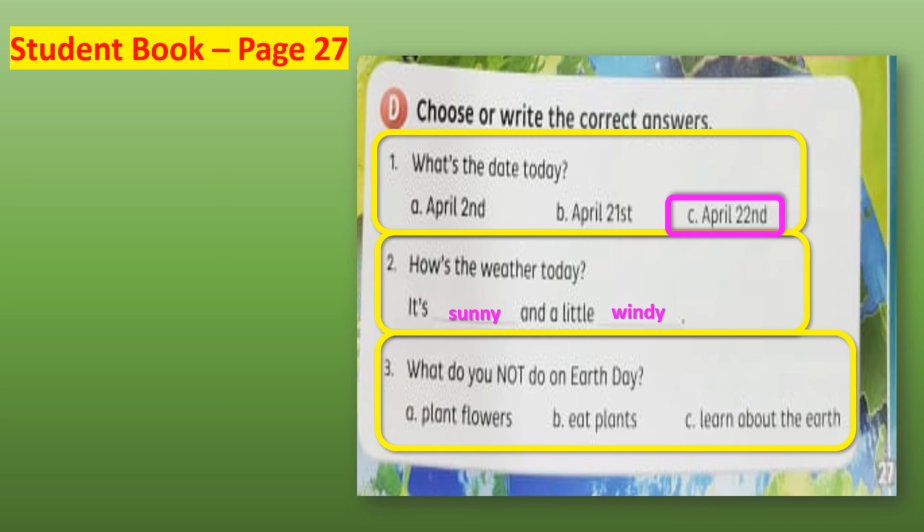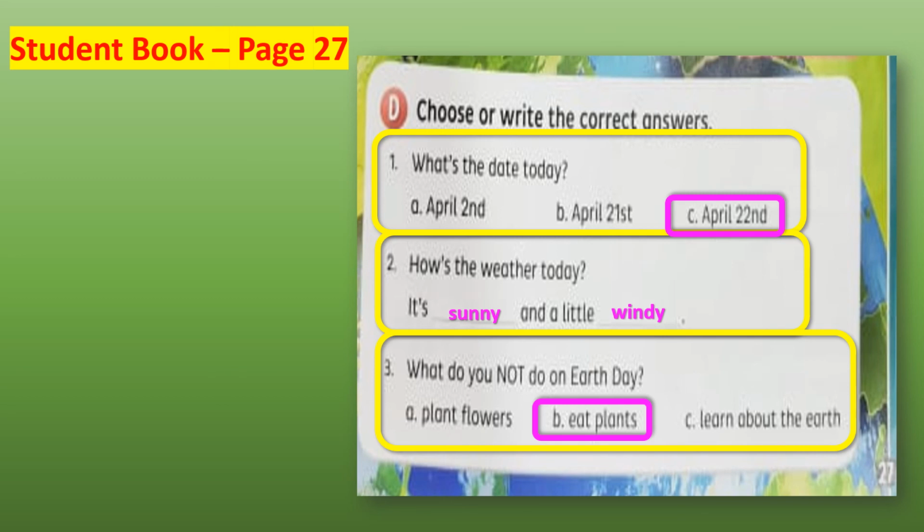Number 3, what do you not do on Earth Day? What thing here, what action do you not do? A, plant flowers. B, eat plants. Or C, learn about the Earth. Well, what does it say here? It says, what do we do on Earth Day? We plant trees and flowers. So that's A. Then it says we also learn about the Earth. So that's C. So what do we not do? It must be B, eat plants.